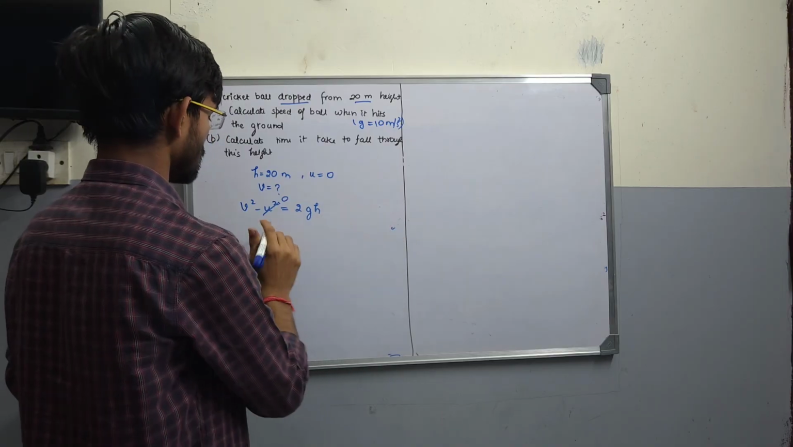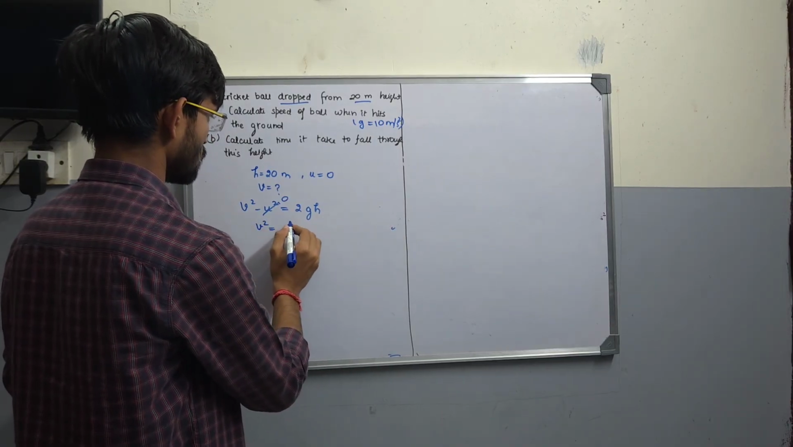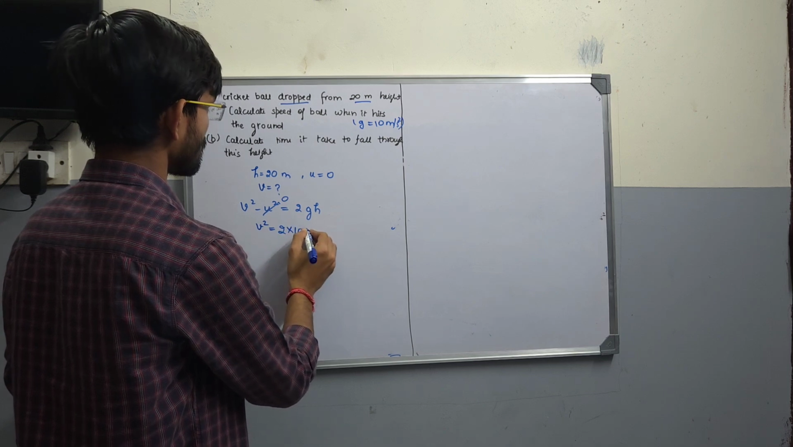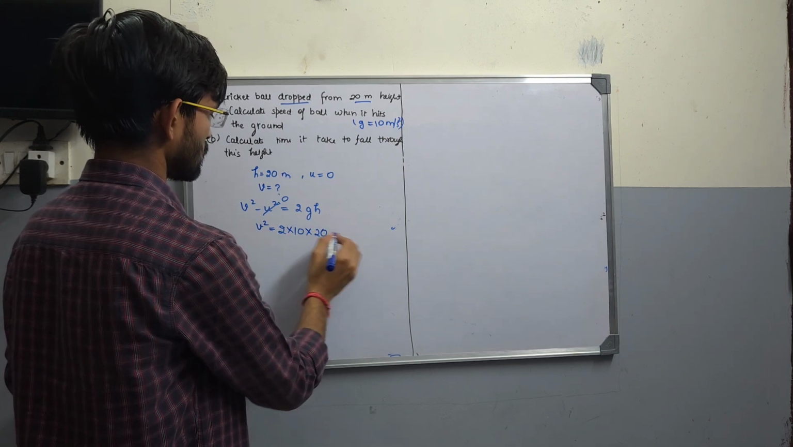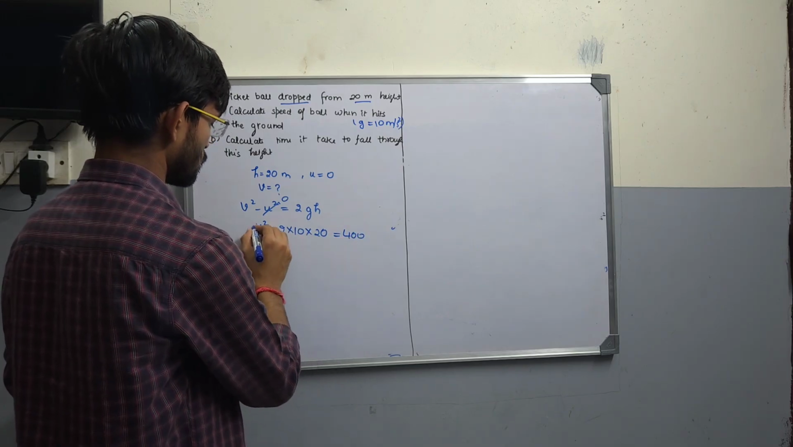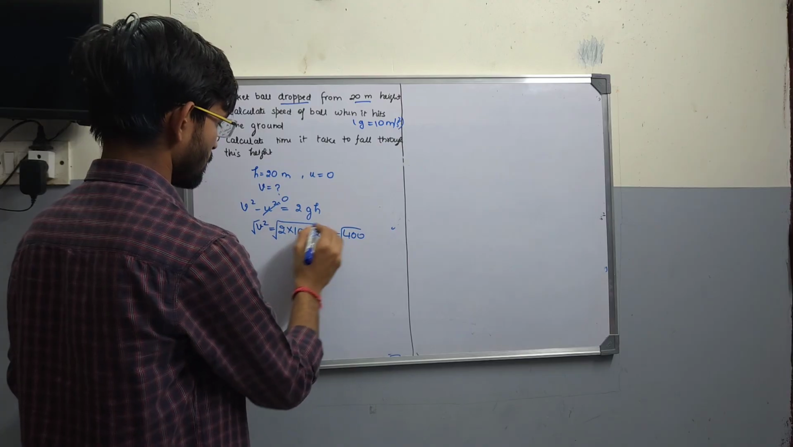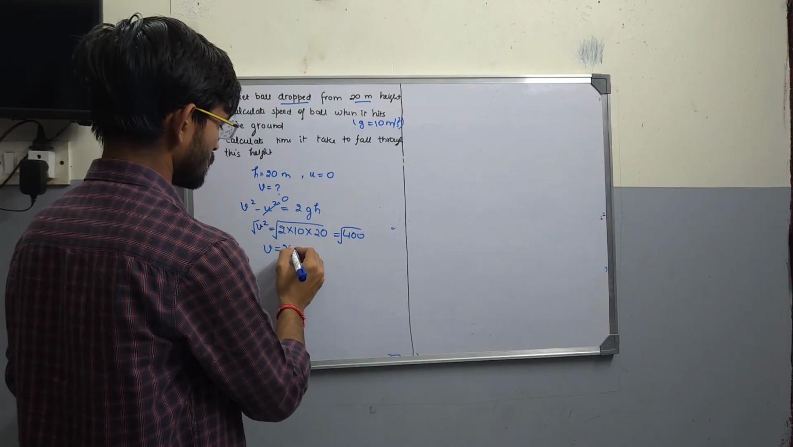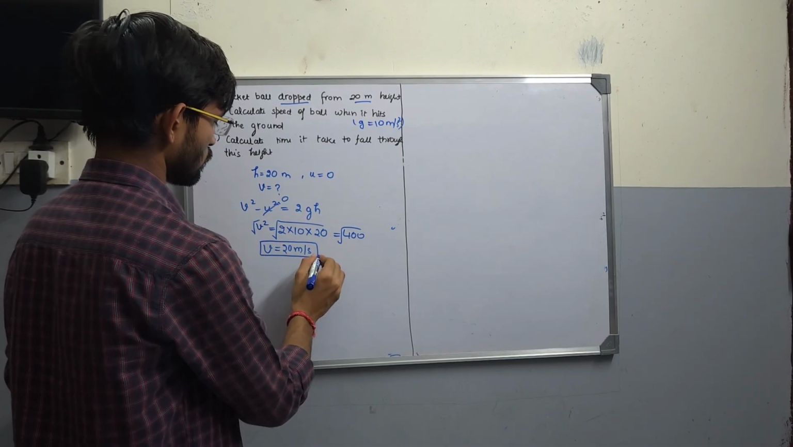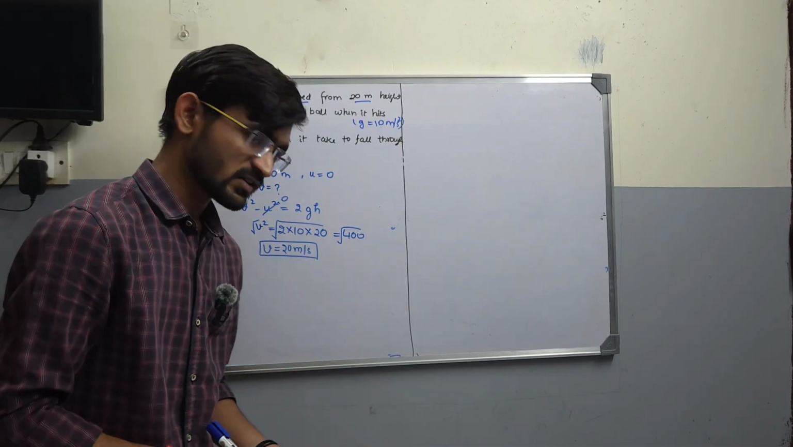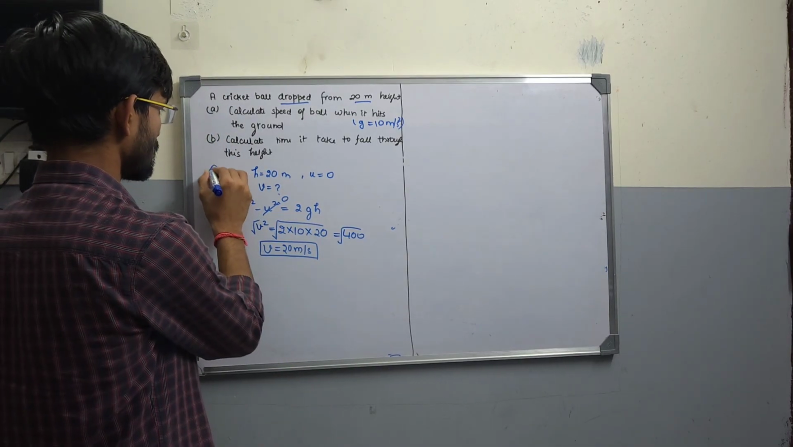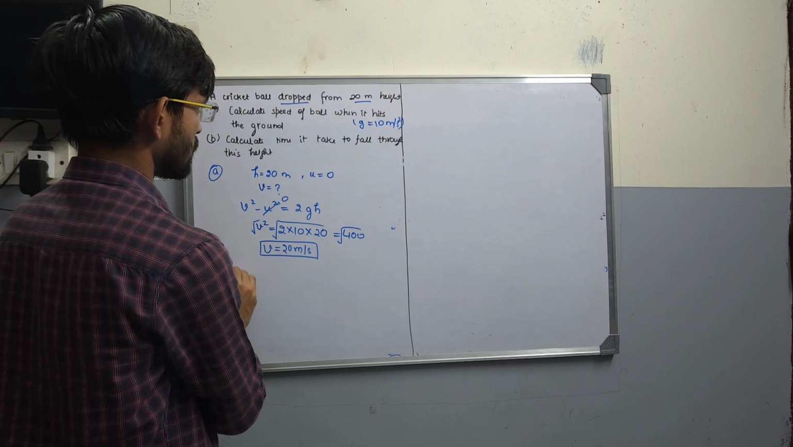Height is given, so v square equal to 2 into 10 into 20, which is 400. Take square root on both sides. So v equal to 20 meter per second. So the speed of the ball when it is about to hit the ground will be 20 meter per second. In part B, we have to calculate the time it takes to fall through this height.